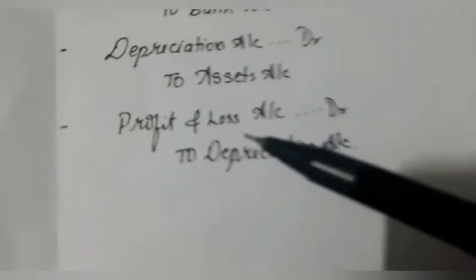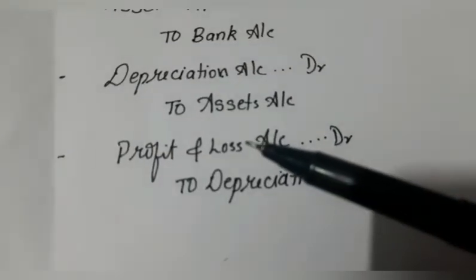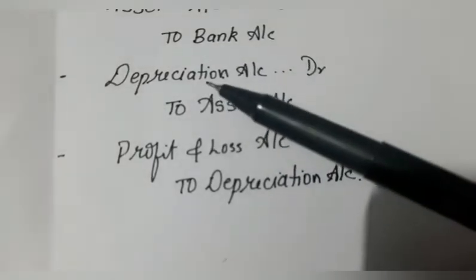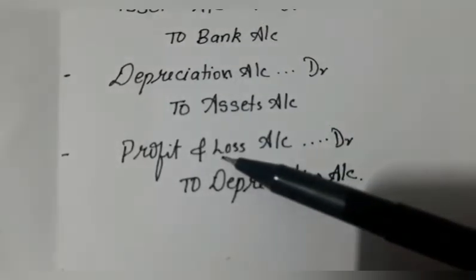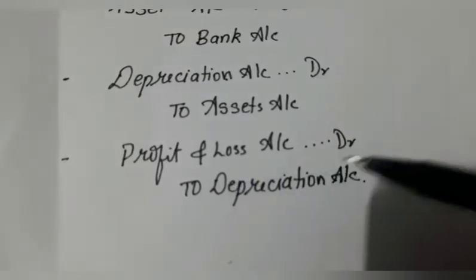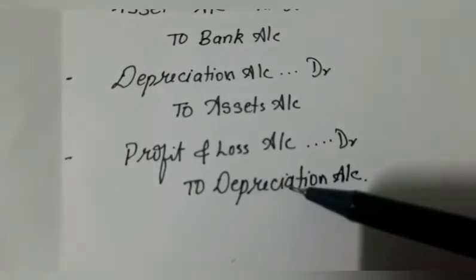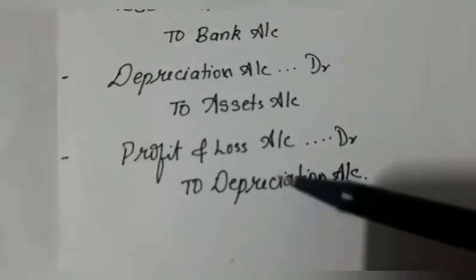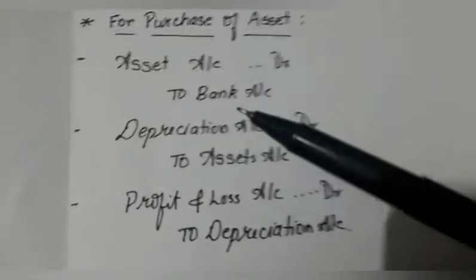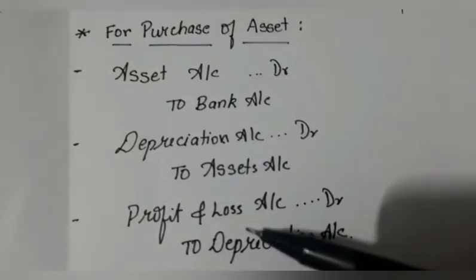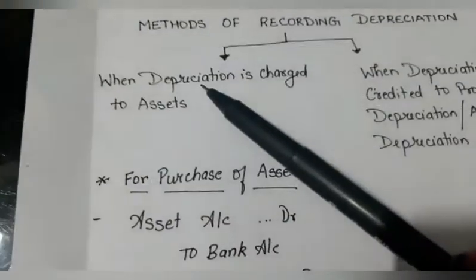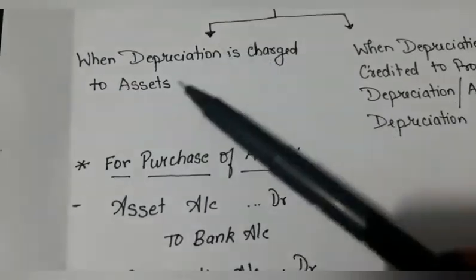Now in the same financial year, at the last you have to transfer this depreciation account to profit and loss account. So what is the third entry? Profit and loss account will be debited to depreciation account. That is, you are transferring this depreciation account to profit and loss account. So these are the three possible journal entries related to charging of depreciation with this method, when depreciation is charged to asset.